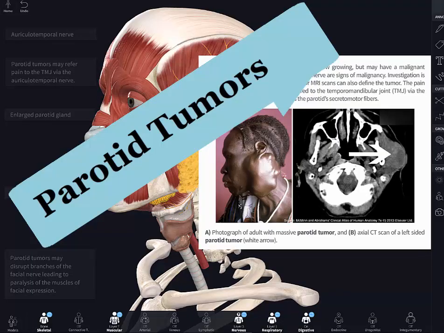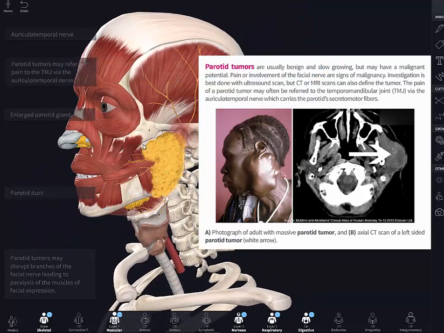So why don't we throw in a few clinical correlations while we're at it. We'll start off with the parotid tumors. Okay, parotid tumors are usually benign and slow growing. It is rare that they grow to the size as you can see here in this individual. There's some potential for them to become malignant, but most of the time that is not the case.